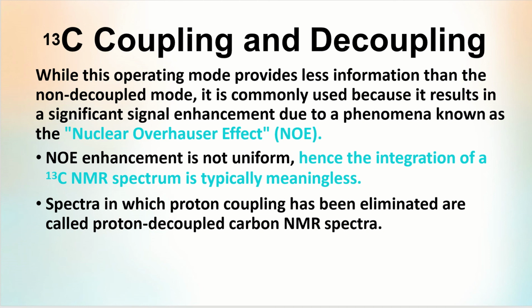And so spectra in which proton coupling has been eliminated are called proton decoupled carbon NMR spectra. And those are the spectra that we will be looking at for this course. I know we mentioned previously the splitting of carbon with proton, but the spectra that we will be looking at are proton decoupled carbon NMR spectra. Essentially they are spectra in which proton coupling has been eliminated. So they all just look like singlets.